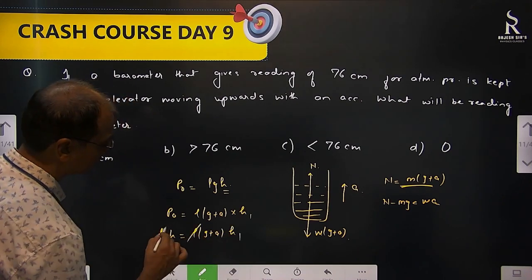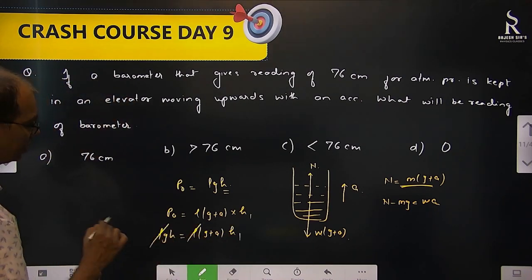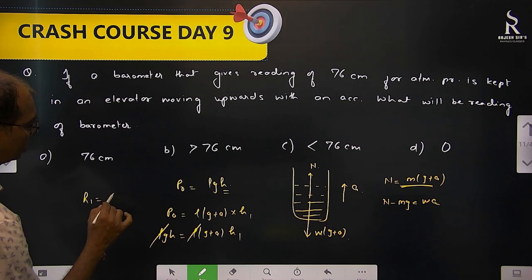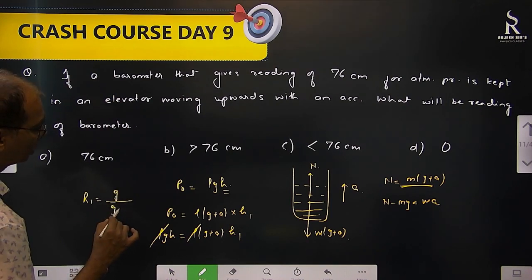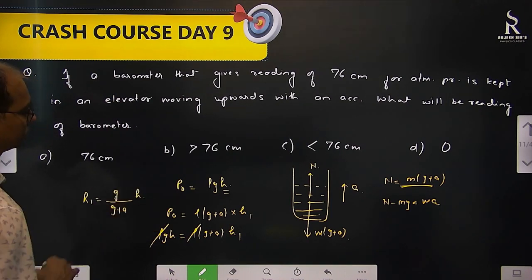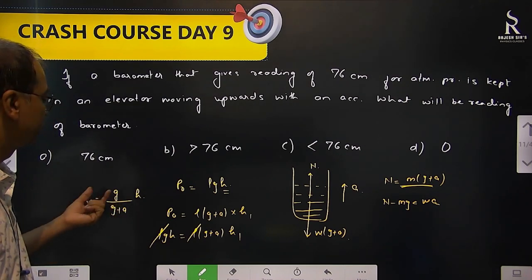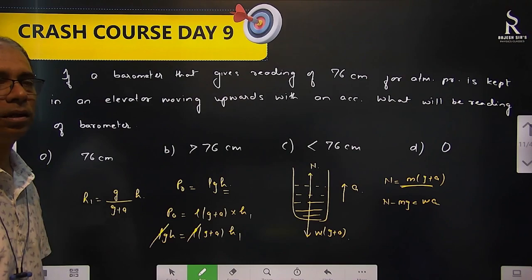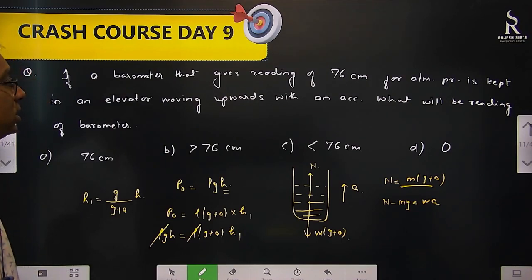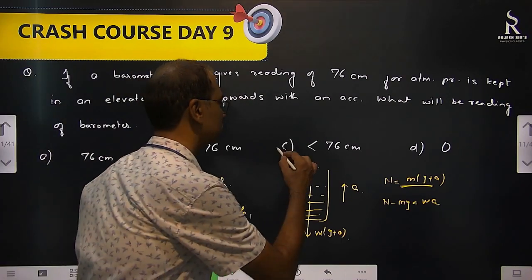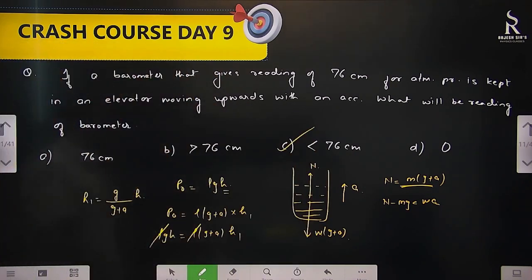Rho gets cancelled. h1 is what? g by (g plus a) into h. So obviously here the denominator is more than g, so the h1 value will be less than h. So that means less than 76 centimeter. Less than 76 centimeter will be our answer. Okay. Alright.